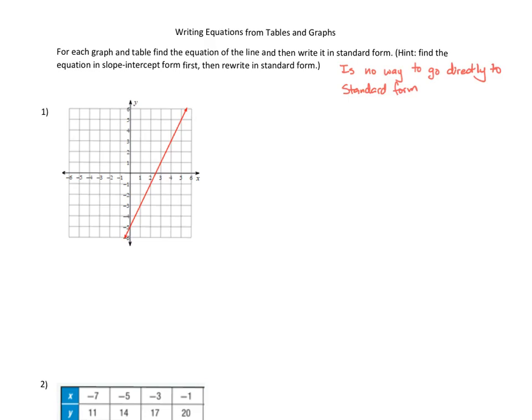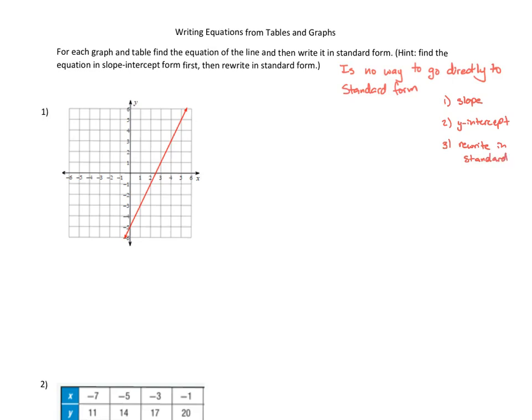All right, so your 3 steps. Write it over here. The first step is you need to find the slope. Always find the slope first. The second step is you need to find the y-intercept, because we'll be plugging this into slope-intercept form, so it makes sense you have to find those 2 pieces. Then the third step is rewrite in standard.